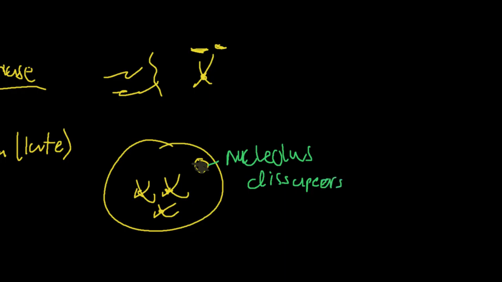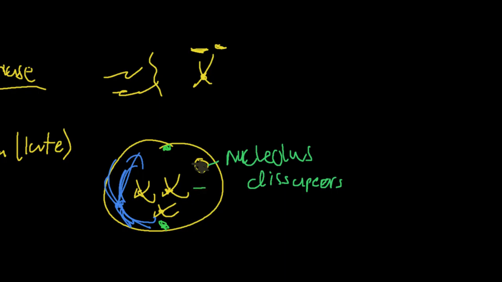What's going to happen is that these spindle fibers are going to start forming. We'll have these spindle fibers, and they're going to start spreading out like this. They haven't completely spread out yet, but the main purpose of them spreading out is that they can reach the two polar sides of the cell.